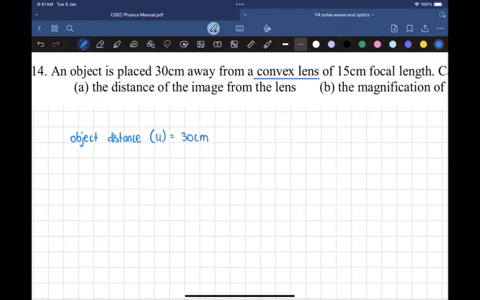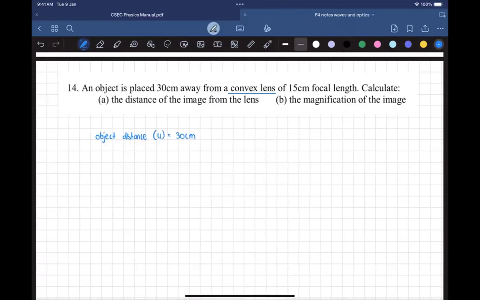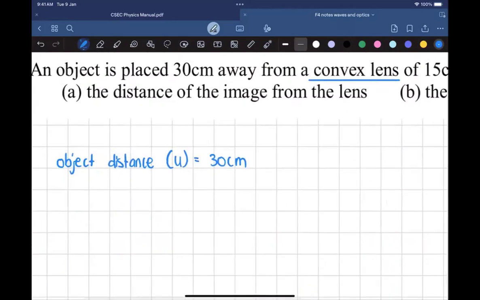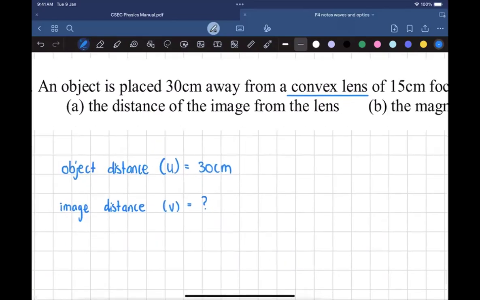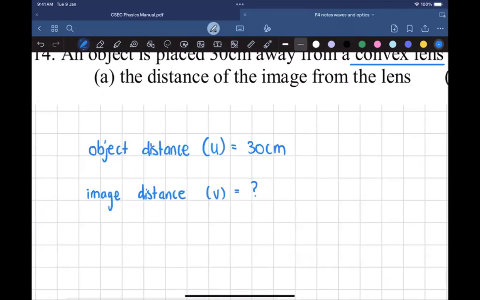And did they give us the image distance? No, so we don't know what that is. What do we use to represent the image distance? V. Right. We don't know what that is, so a question mark there. Did they give us the focal length? Yes, 15. And what do we use to represent the focal length? Capital F. Correct.